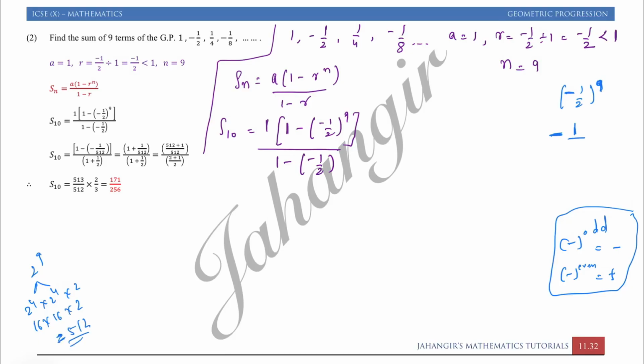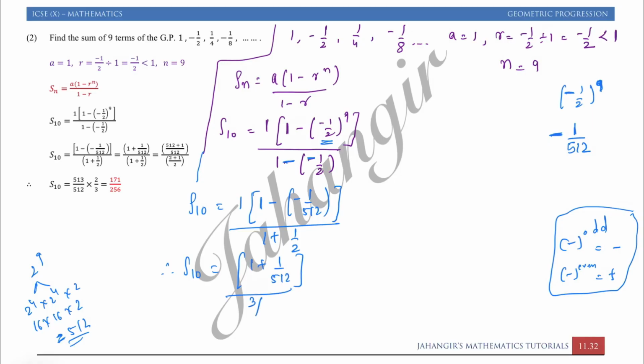You can just write it and calculate 512. So I will just substitute. S10 is equal to 1 in bracket 1 minus, and its answer is minus 1 upon 512, whole upon 1 plus half, because minus into minus will become plus. So therefore S10 is equal to 1 plus 1 by 512, whole upon 3 by 2.